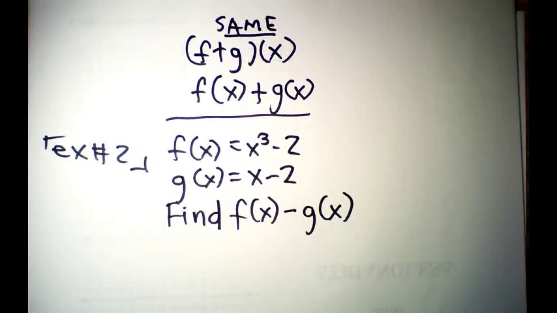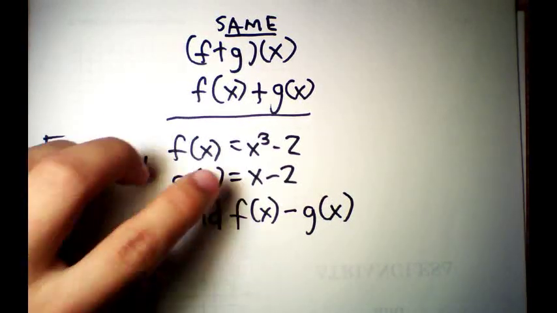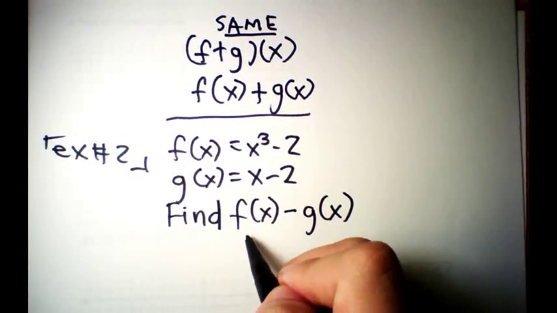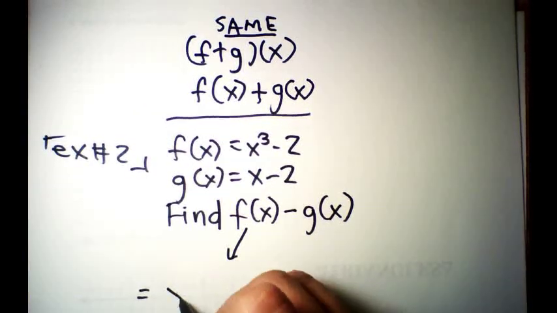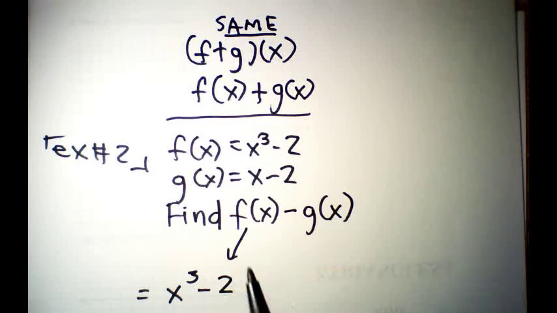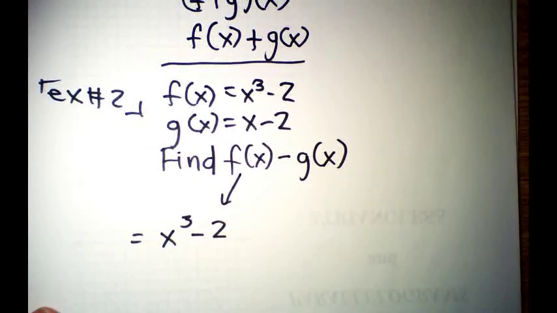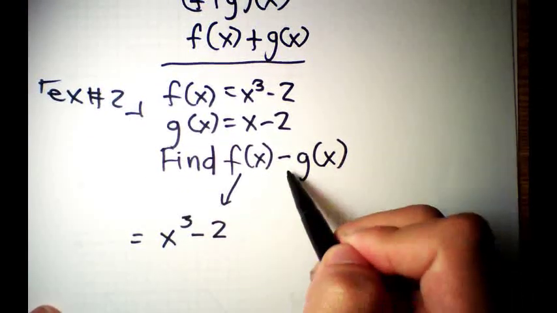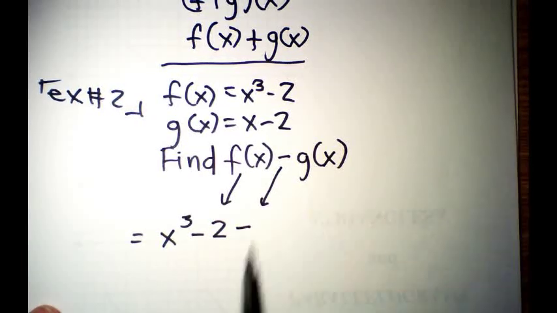Okay, well, what is your f of x function or your equation? It's going to be x to the third minus 2. So let's bring that down. This is going to be x to the third minus 2. What are we going to do with both of them? We're going to subtract them. So we'll take that minus sign over here.